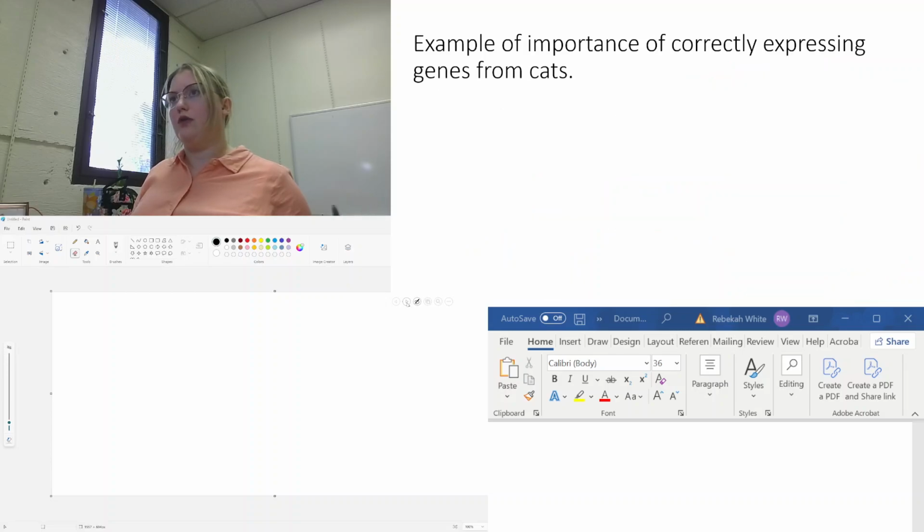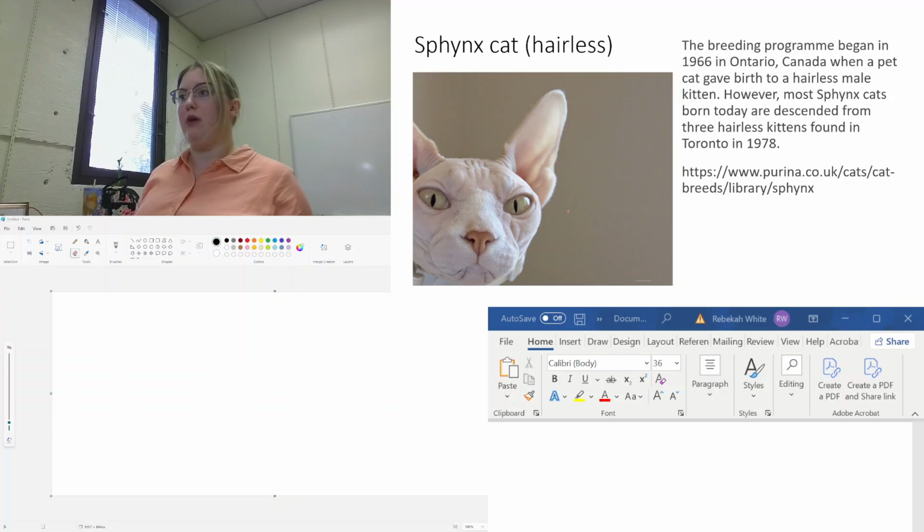So let's talk about one more example. This example is going to be about cats. There is a type of cat called a Sphynx cat, and Sphynx cats are hairless. You can see a little bit of hair here, but they are considered a hairless cat, right? I personally think these cats are cute, but some people think that they are not cute.